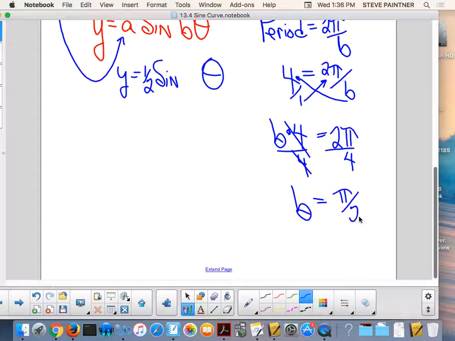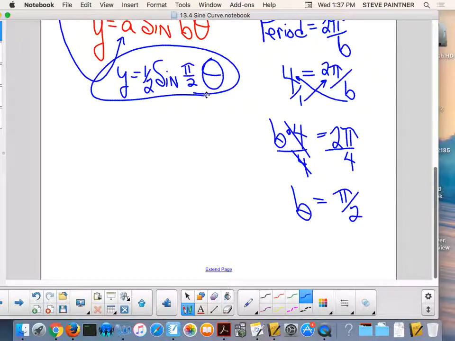Oh, what an ugly number. By the way, that's a number. That's 3.14 divided by 2. That's like 1.57. But we're not going to put that there. We're going to put that. What's the B value? Pi over 2. There you go. You got it. That's the answer. If you want the equation that fits that information, there it is.